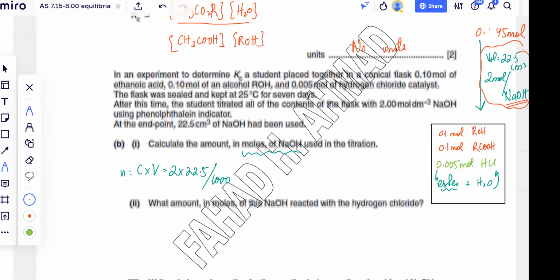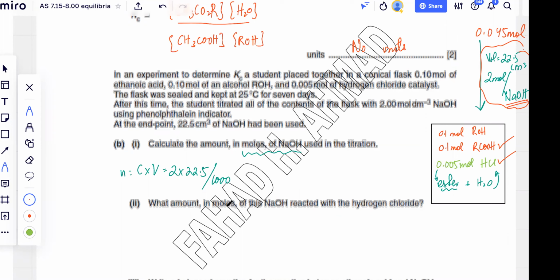That's 0.045 moles. Now, what would this NaOH react with? The NaOH would react with two things. It would react with the acid, since it's a base and acid. It would react with HCl as well. Is that clear? Because the NaOH does not react with the alcohol. It does not react with the ester. It doesn't have any reaction with water. The only thing it reacts with is acids, carboxylic acid or HCl.